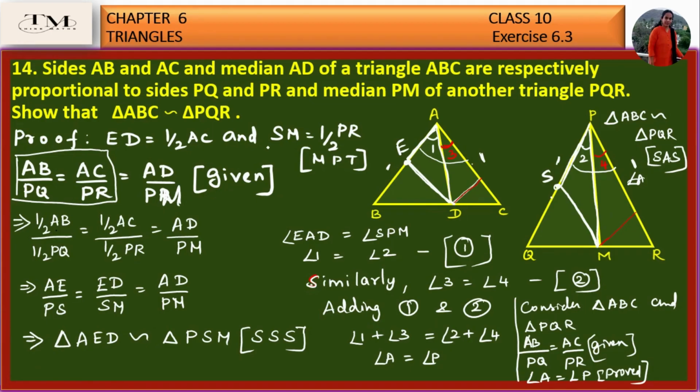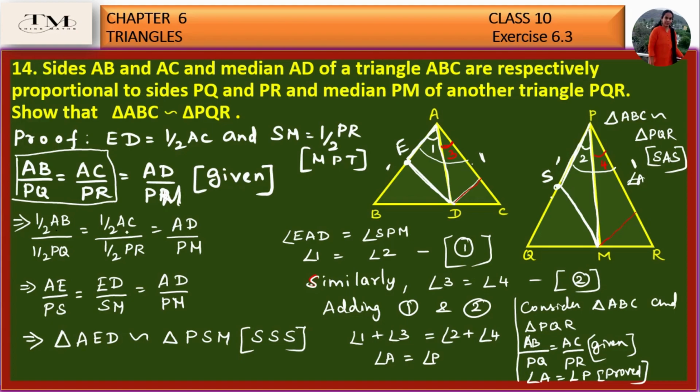So it is given, and this we got by the midpoint theorem. Now we are multiplying and dividing the first two ratios by 1 by 2. So half AB by half PQ is equal to half AC by half PR. Just we are taking this 2. Half of AB is equal to AE because E is the midpoint. Since E is the midpoint, half of AB will be equal to AE. In the same way, half of PQ will be equal to PS. So we will get AE by PS.